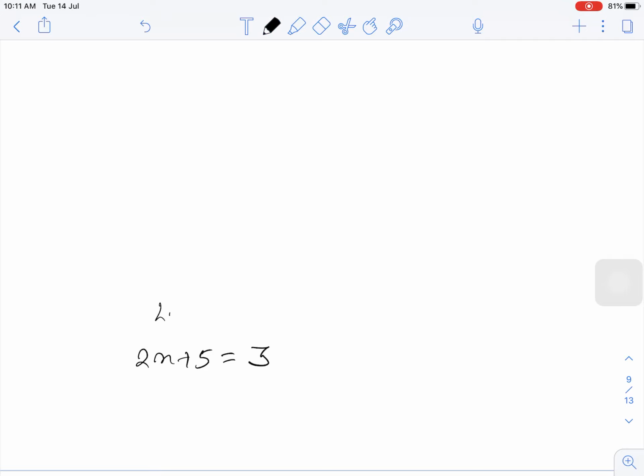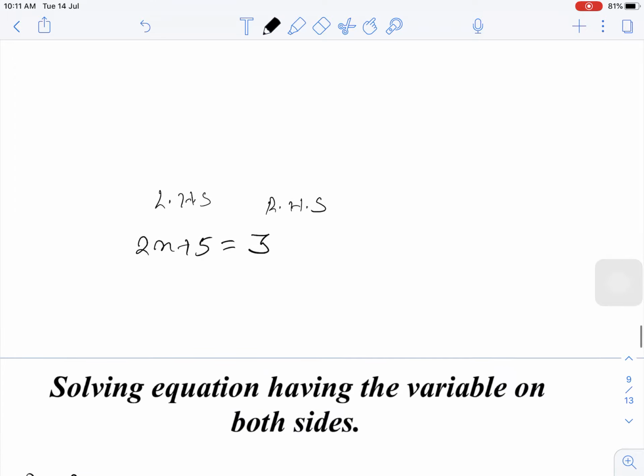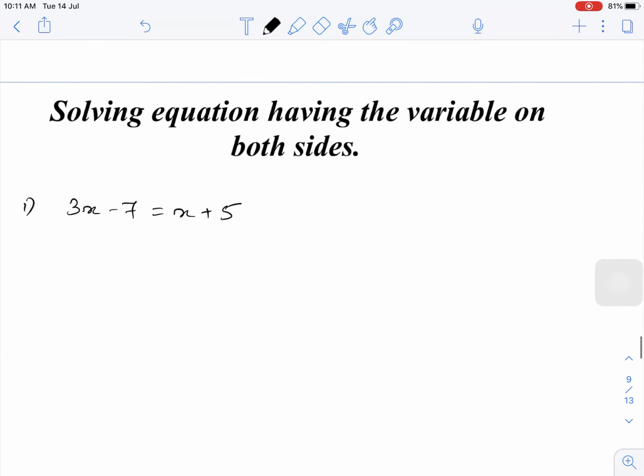Now in this example, a variable is present only on one side, that is left hand side. Okay, this side is known as left hand side, this side is known as RHS, that is right hand side. They are separated by which sign? Equal to sign. So yesterday we have learned if a variable is present only on one side, how to solve it. Now today we are going to learn the next topic, that is solving equations having variable on both the sides. Okay, so let us start with it.